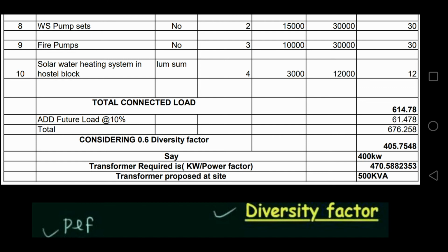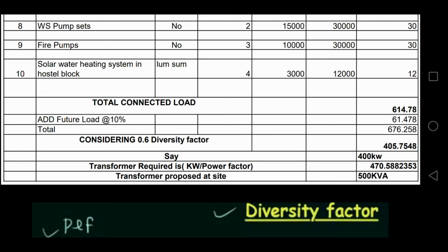So that's why I have considered 60% of the load. 60% of 676.258 is 405.75. Now for simplicity, I have taken 400 kilowatts. Now the transformer required is kilowatts divided by power factor, that is 470.58.